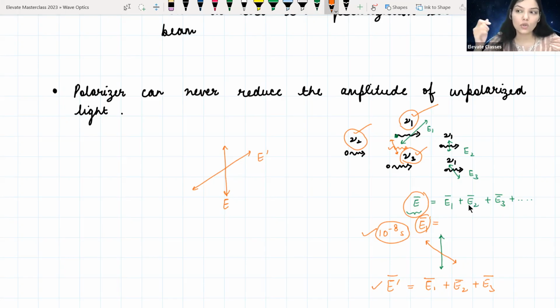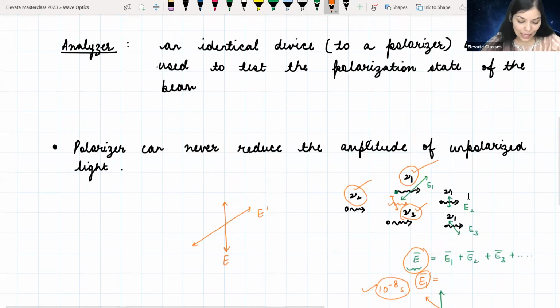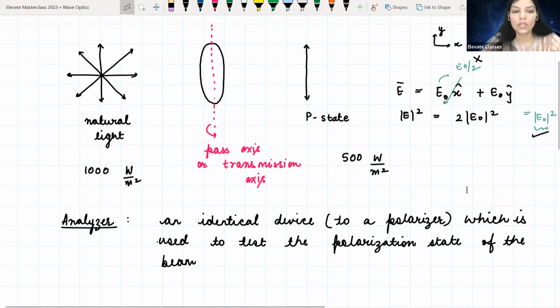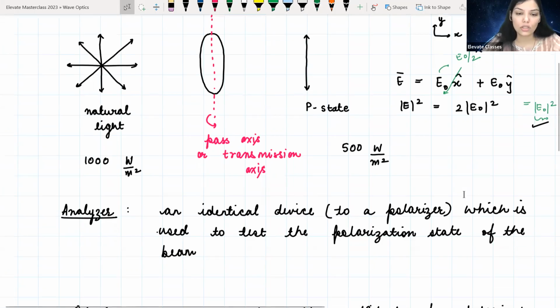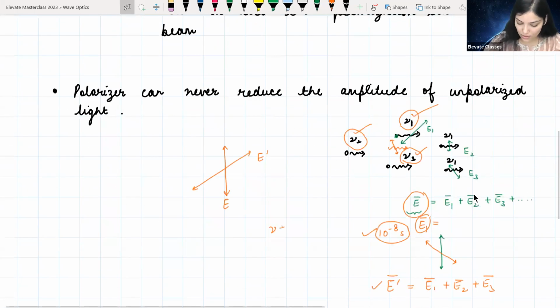It has no preference to one direction. It will oscillate in all planes. And that I am writing by this. So you can note somewhere that I am dealing with a quasi-monochromatic source or a monochromatic source, because we discussed there cannot be a perfect monochromatic source. So it's a quasi-monochromatic source which has a very small line width, or nu plus delta nu is very small.